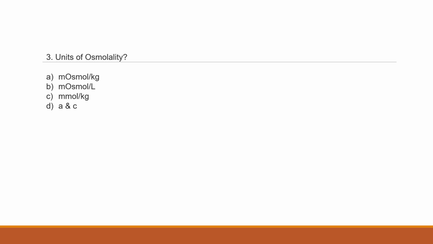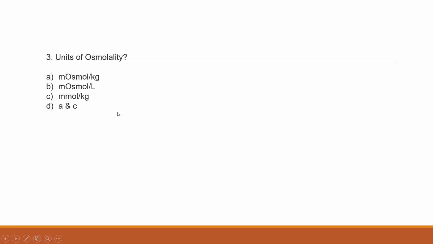Next, what is the unit of osmolality? A is milliosmol per kg, B is milliosmol per liter, C is millimole per kg, and D is both A and C, that is, milliosmol per kg and millimole per kg.